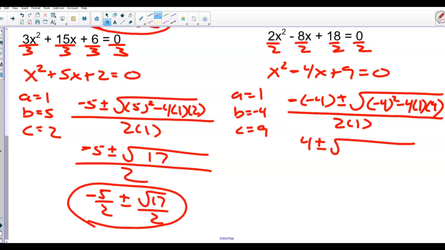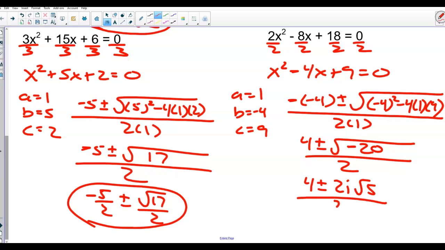Negative, negative 4 is 4. 16 minus 36, negative 4 squared to positive 16, minus 36 is negative 20 over 2. Negative 20 simplifies to 2i root 5 over 2, and it's 2 plus or minus i root 5 is my answer.